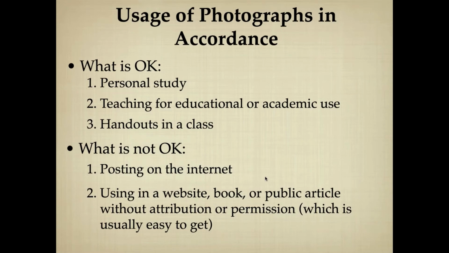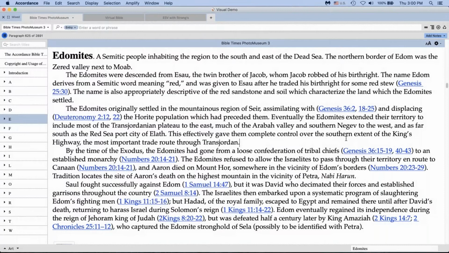Okay, so this is all the presentation, but now what I'd like to do is take a few minutes and then we'll do questions. I'm showing you in Accordance itself how a couple of these tools that I mentioned work. First of all, let's look at the Photo Museum, and here's another people group that I did not talk about, called the Edomites. These were Semitic people that lived south and east of the Dead Sea.